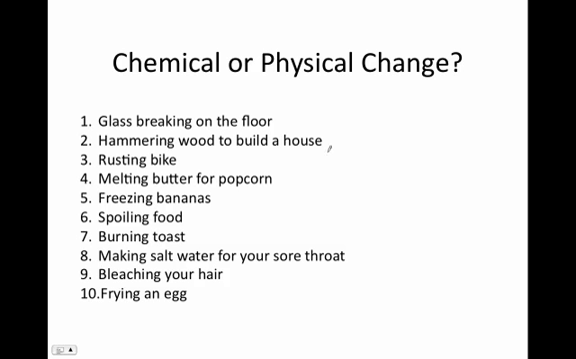So let's see how good we are at classifying whether something is chemical or physical. If we break glass on the floor, that would be physical, because if you took all the glass, melted it down, and cooled it, you could get the glass back. Hammering wood, same idea, physical. Rusting, once a metal has been rusted, you cannot get that metal back. Rusting is a chemical change. Melting of butter, once you see keywords like melting, you should think physical change, because that's just a physical property.